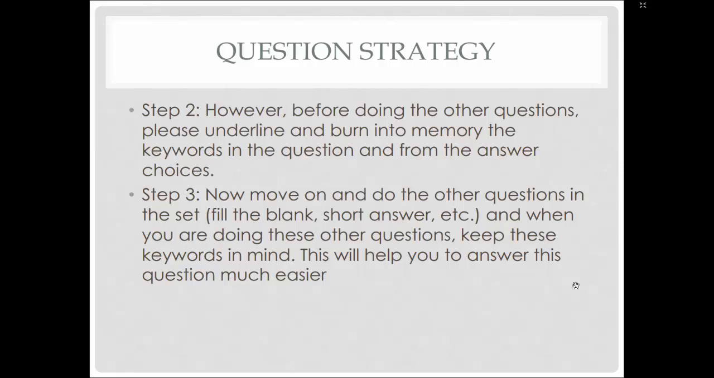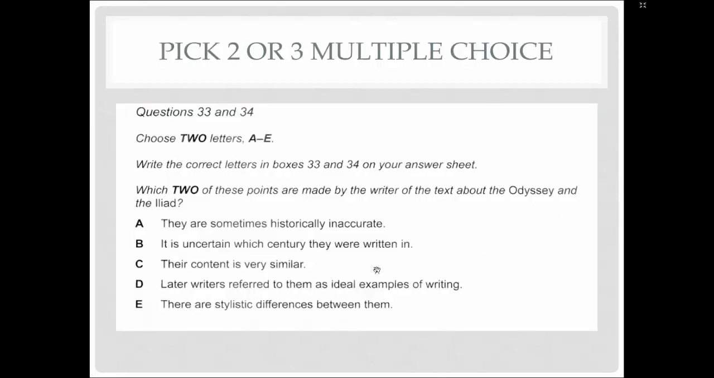However, as it says in number 2, you want to circle the keywords in the pick 2 or 3 from a list question. So, for example, let me give you an example. When I'm looking at A, B, C, D, and E, before I go on and do the multiple choice question and the fill the blank question, I'm going to look at the answer choices here. Historically inaccurate. I'm going to circle those words.